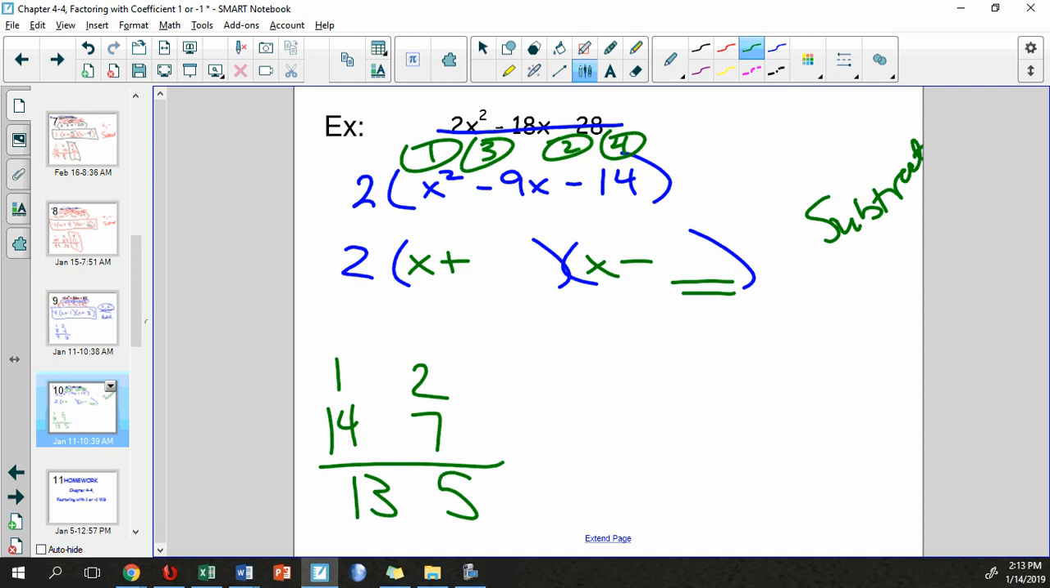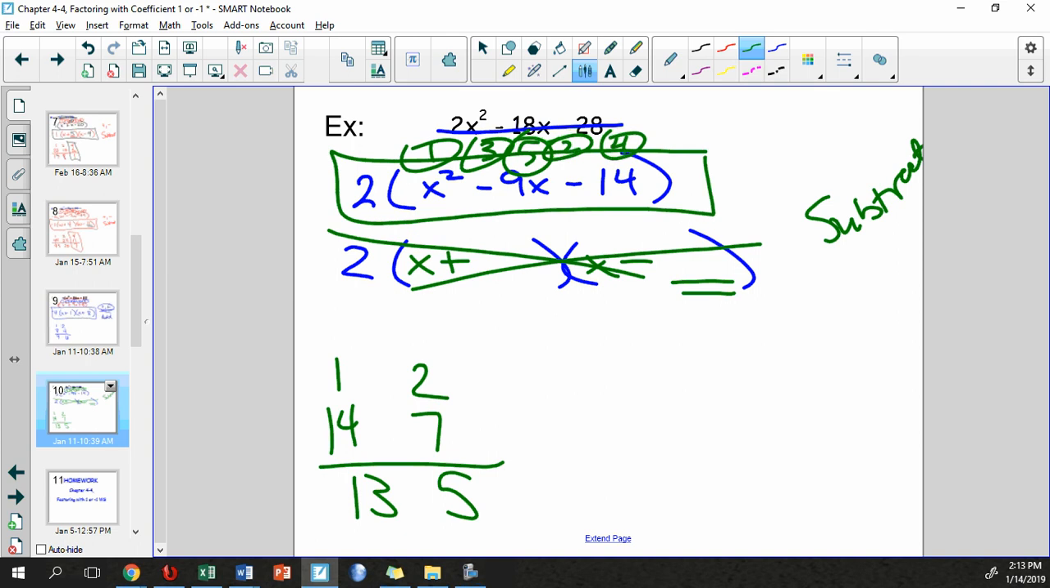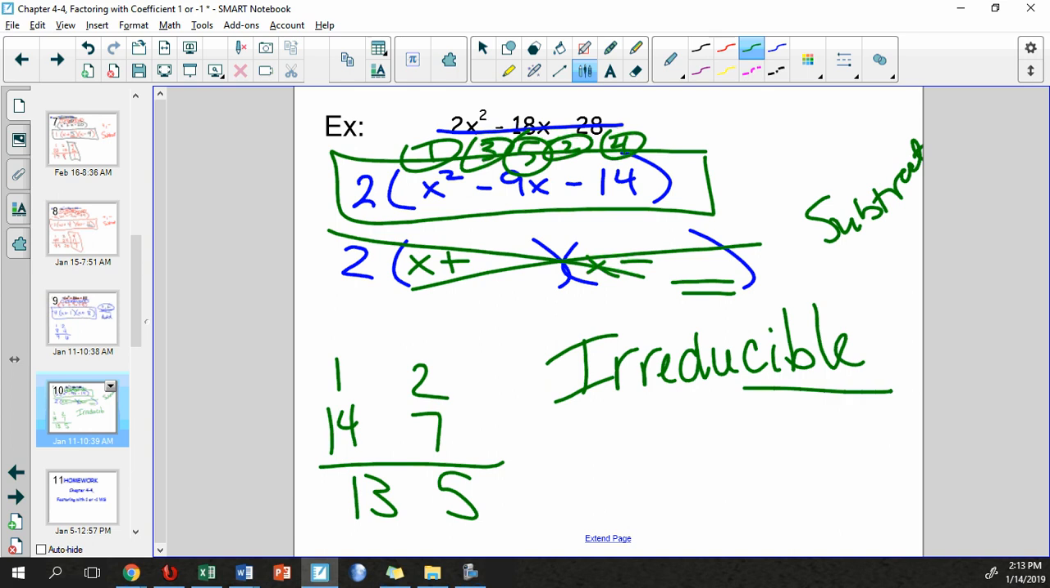What do I want to obtain? A 9. Am I going to get a 9? No. Did I mess up? No. So what does this mean? You cannot factor this any further. Once you pull the GCF out, the rest of it is what we call irreducible, meaning it cannot be factored in the way that I am teaching you. It's going to require something else, such as the quadratic formula. Do we understand that? Okay.